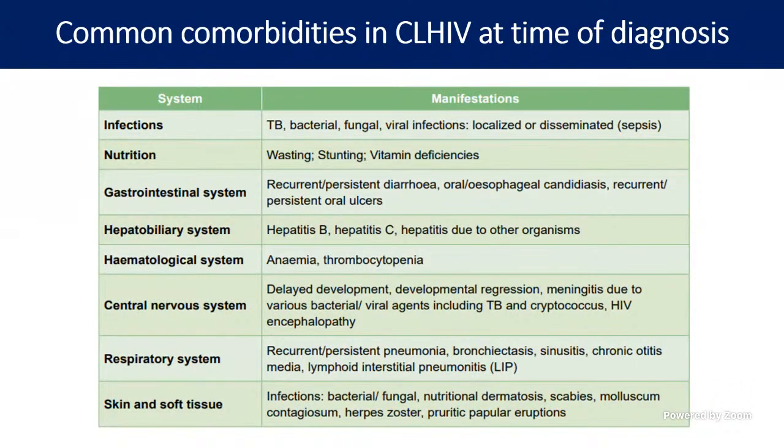The child may present to us with persistent pneumonia, bronchitis, sinusitis, CSOM. So they may have ear discharge, and they may have something called lymphoid interstitial pneumonitis.